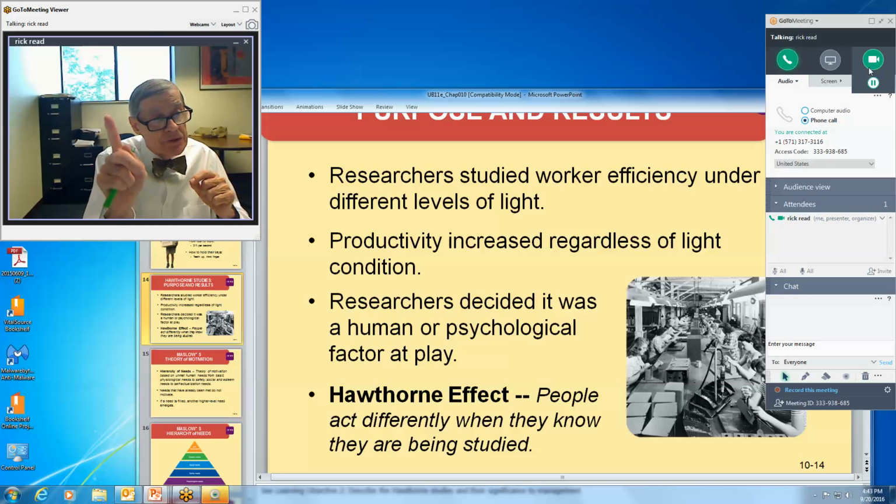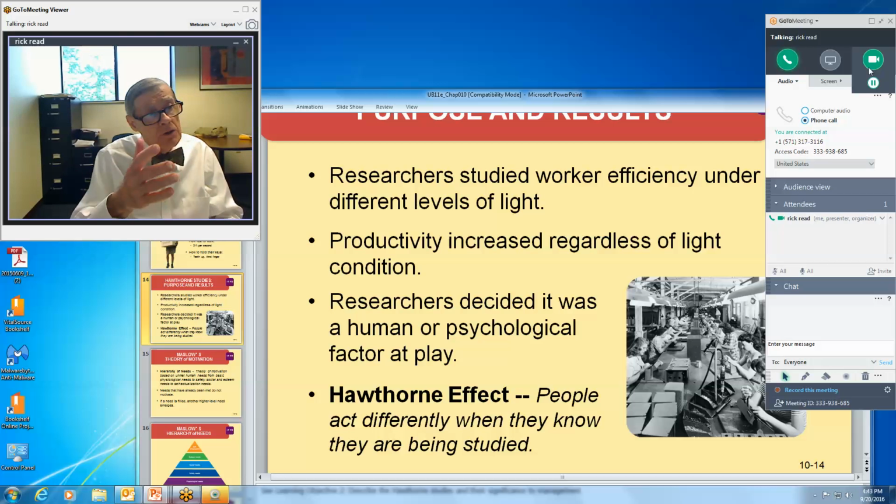And think about that yourselves. Don't you act differently when you know someone is watching you? Even if it's not at work, somebody's watching you. You think, well, gee, what's this person doing watching me? I'm probably not going to act the way he or she thinks I should act.